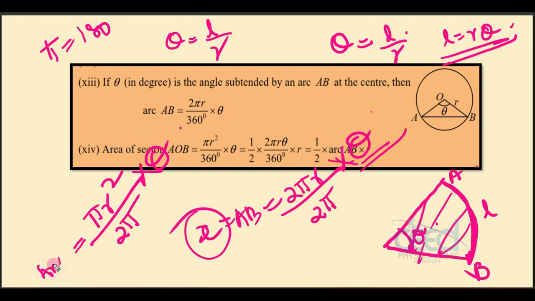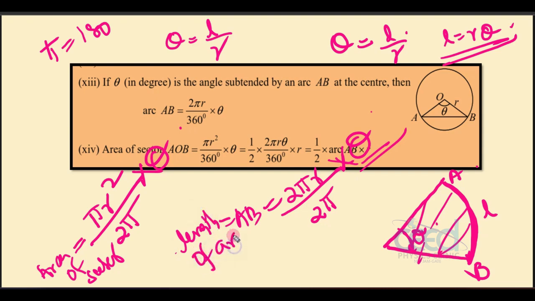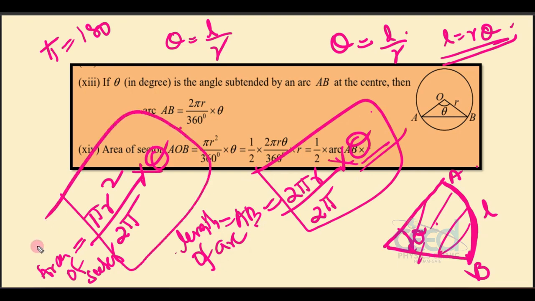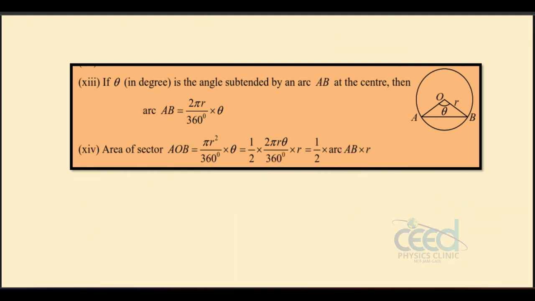This equation is for the area of the sector, and this equation is for the length of the arc. These two equations you have to learn by heart, the area of the sector and the length of the arc. These are all very important, right?